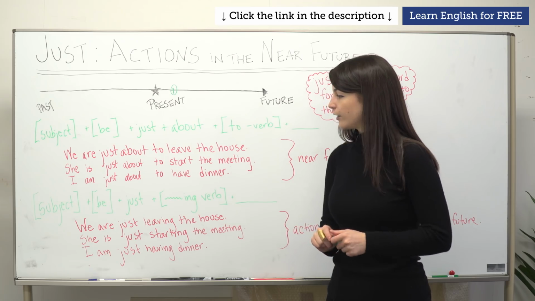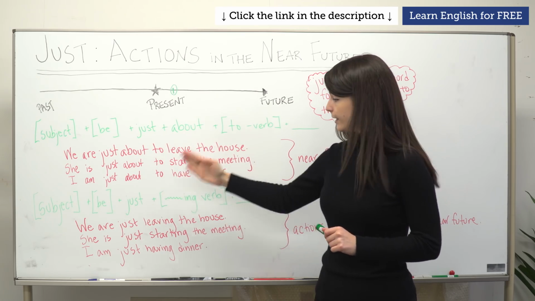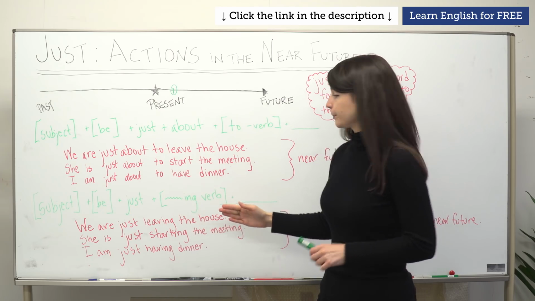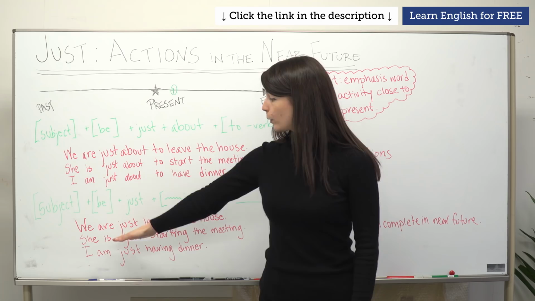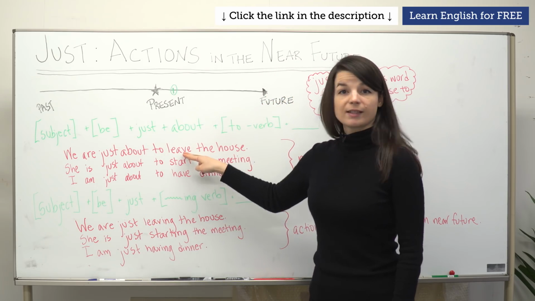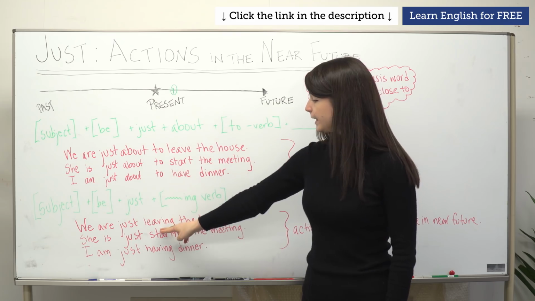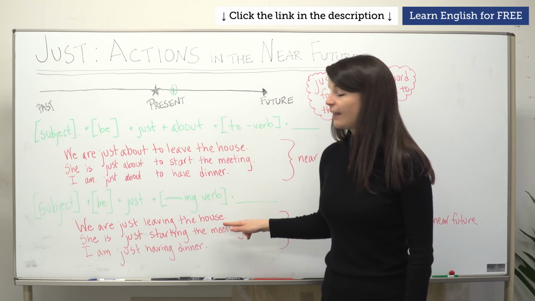So let's take a look at a few examples here. I've actually just changed these sentences into this pattern here. So again, we have this "we are," just as I did here. We are, in this case, "just," plus my verb, my "to" verb from this sentence, "to leave," becomes "leaving" in the continuous tense. We are just leaving the house.